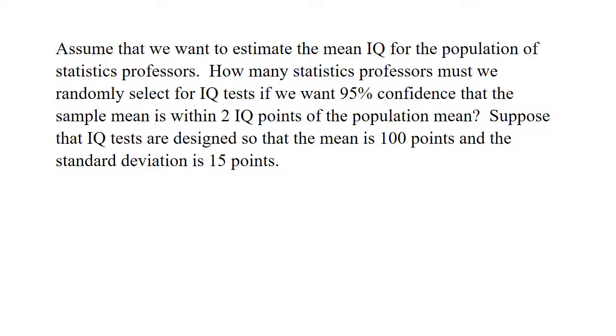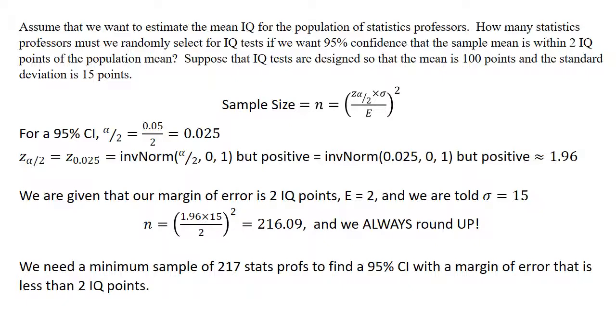We're going to use the inverse norm and find that z-score. We know the population standard deviation is 15 points. It's given to us. And we know our margin of error is 2 because we want confidence that the sample mean is within 2 IQ points of the population mean. That's your margin of error. So here's our formula. To find that z alpha over 2, for a 95% confidence interval, subtract from 100, take 5%, divide by 2, and turn it into a decimal. Alpha over 2 is 0.025.